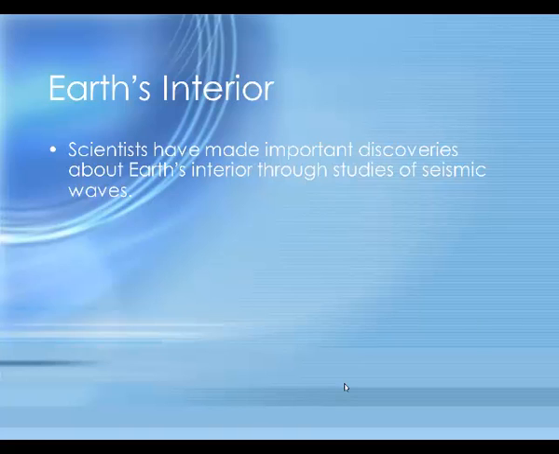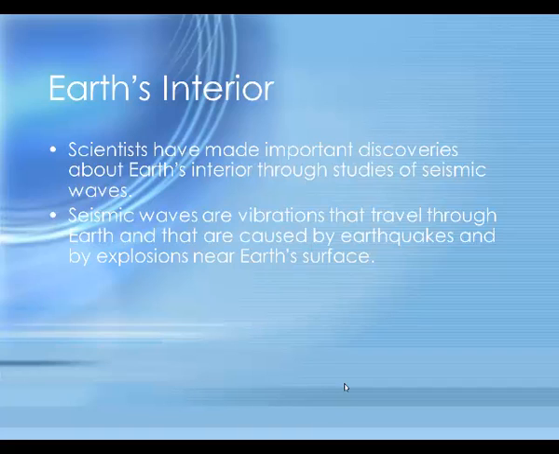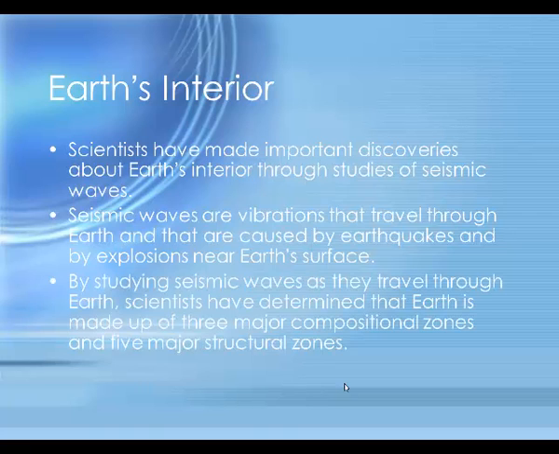Seismic waves are vibrations that travel through Earth. They're caused a lot of times by earthquakes and by explosions near the surface of our planet. By studying the way that those waves travel through Earth, we've determined that Earth is made up of 3 major compositional zones and 5 structural zones.